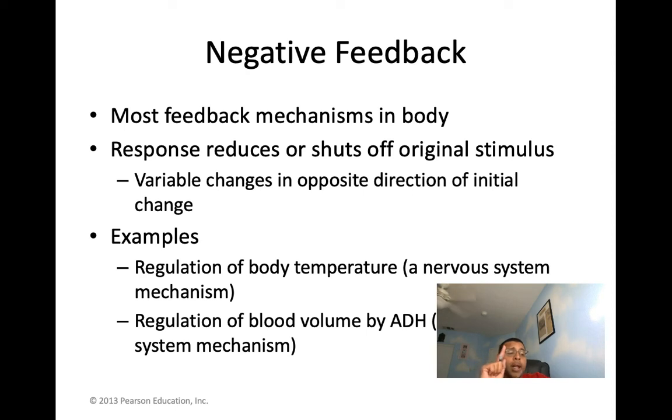Our thermostat is located in our hypothalamus, and it works in the same way. Now, this was an example of how the nervous system maintains constancy. Another example is when the hand is jerked away from a painful stimulus.